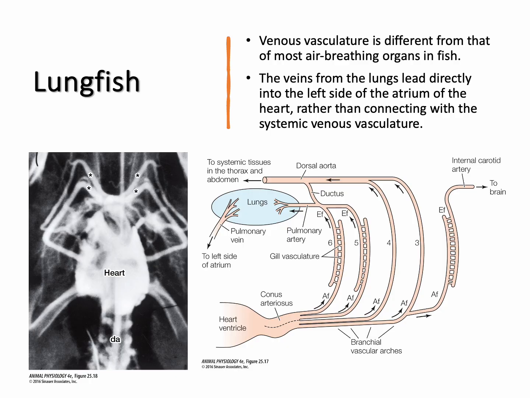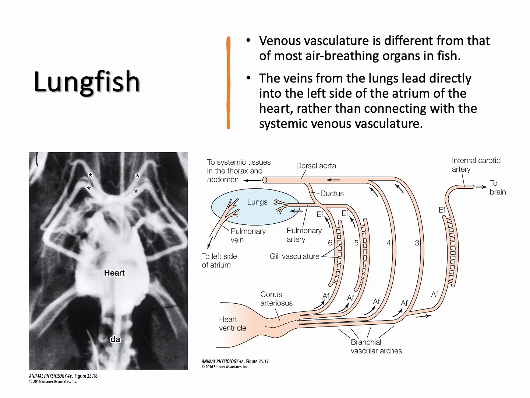In lungfish, the venous vasculature is different than most air-breathing organs. The veins from the lungs lead directly into the left side of the atrium of the heart rather than connecting with the systemic vasculature. So if you go back, you see most of the time the lungs are going to oxygenate the blood flow more, then go to the tissues, lose their oxygen, then go to the heart. In lungfish, what's interesting here is it goes to the lungs first, then directly to the heart before it goes to systemic tissues.